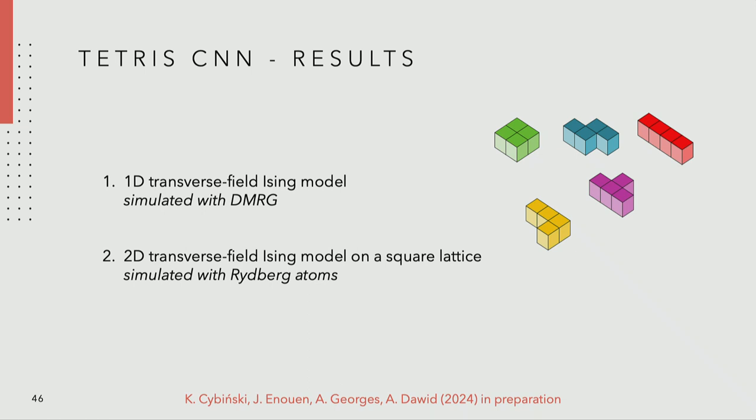And then we will show you the data from the group of Antoine Browaeys, where they used Rydberg atoms to simulate the 2D transverse field Ising model on a square lattice. This generates lots more defects and noise, and we'll see how our method works there. Okay, so let's start with 1D transverse field Ising. This will be pretty quick, and then I will focus more on the second part.